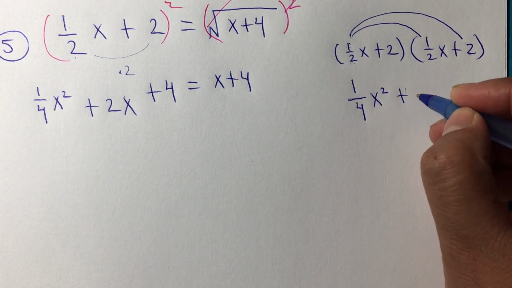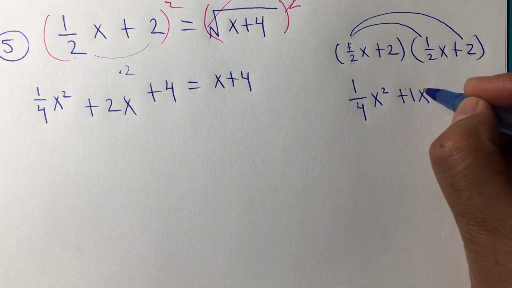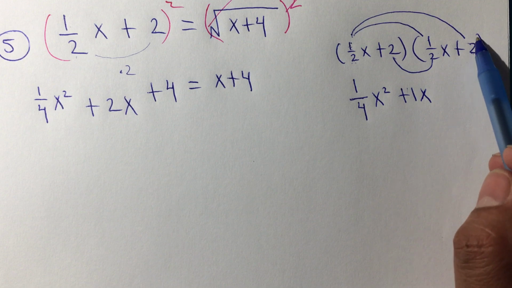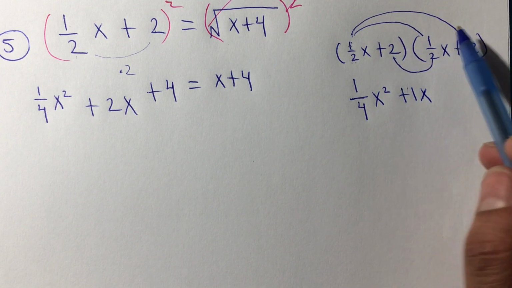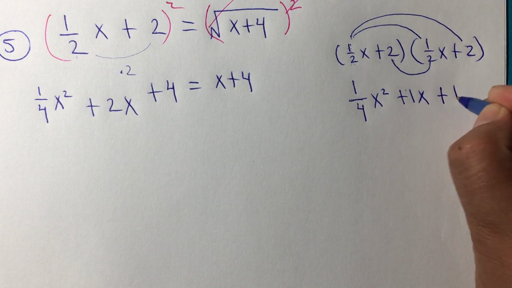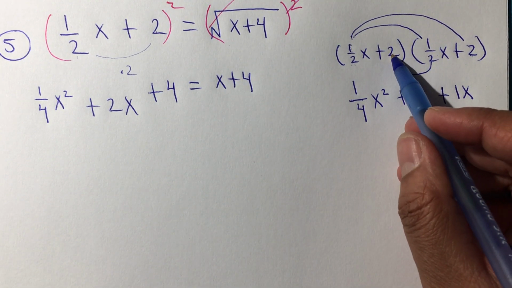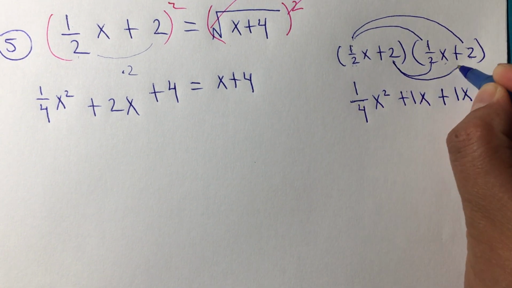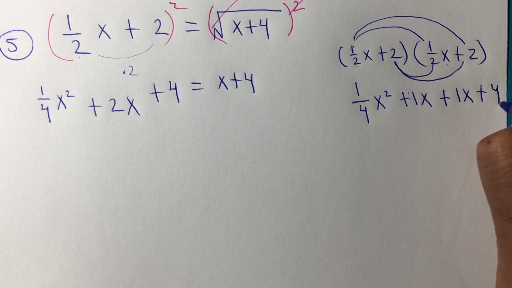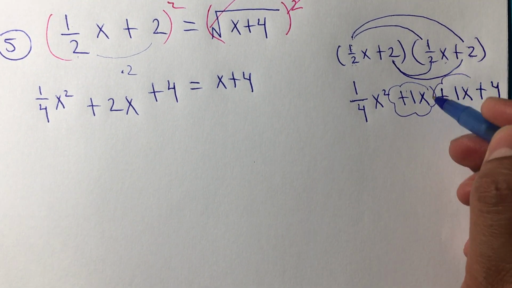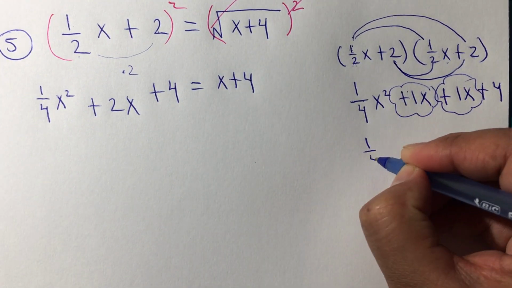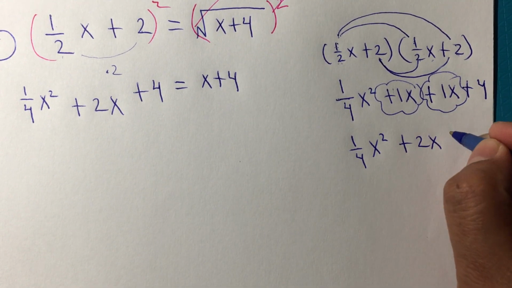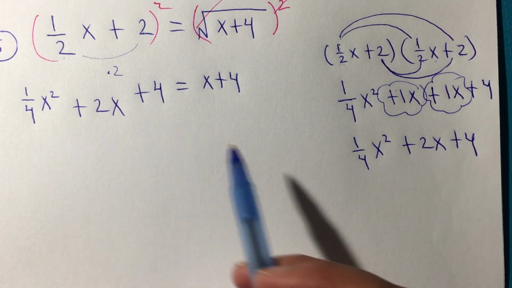Do we need to put the 1x? Let me just put it, you don't need to put the 1 as a coefficient. Then inside, if you notice, it's exactly the same. 1/2 x times 2, same here. 2 times 1/2 x, you will get 1x. Okay? Why? Because 2 times 1 is 2. 2 divided by 2 is 1. And then last, 2 times 2, which is 4. We combine like terms. So 1/4 of x squared. 1x plus 1x is 2x plus 4. Okay, you notice that we get the same thing.